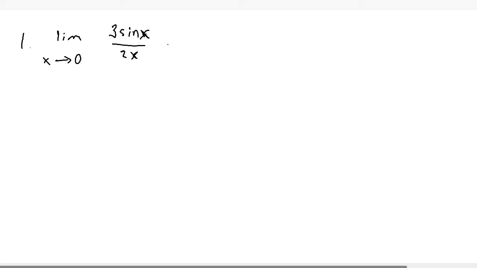So when I direct substitute 0 into the function, I get 3 times sine of 0 over 2 times 0. Sine of 0 is obviously 0, and 3 times 0 is 0, and then 2 times 0 is obviously 0. So I am getting an indeterminate form of 0 over 0, so that's my indicator that I can use L'Hopital's rule.